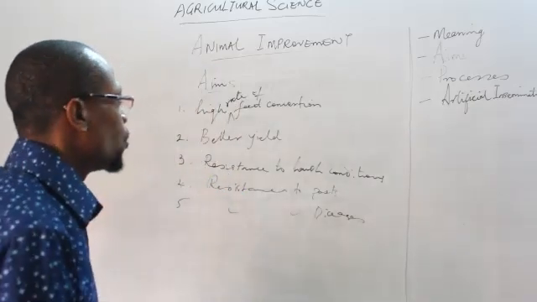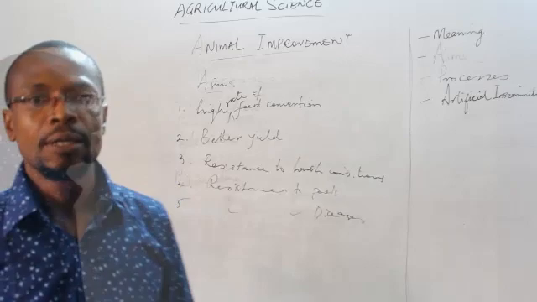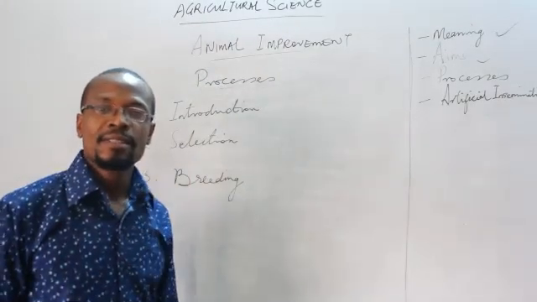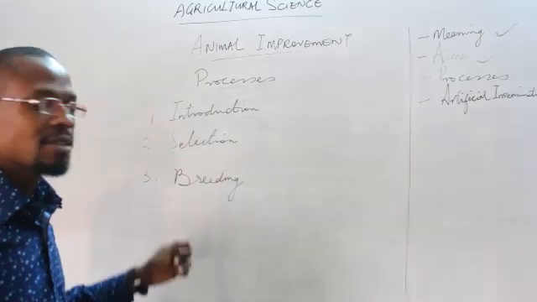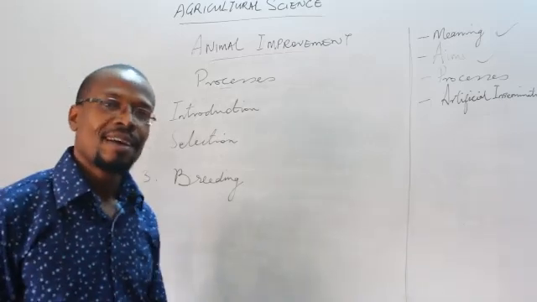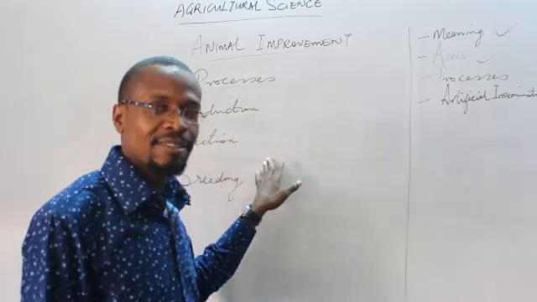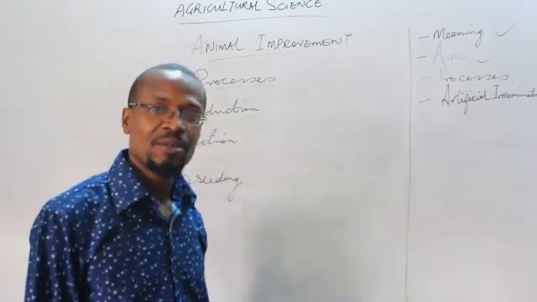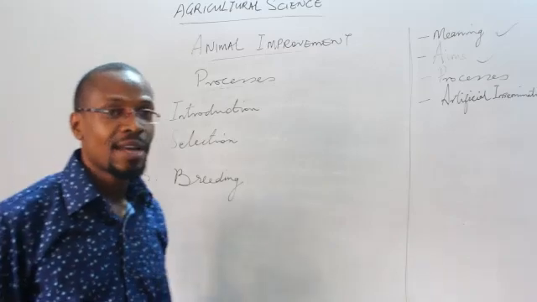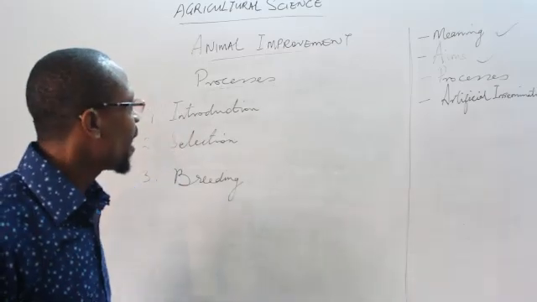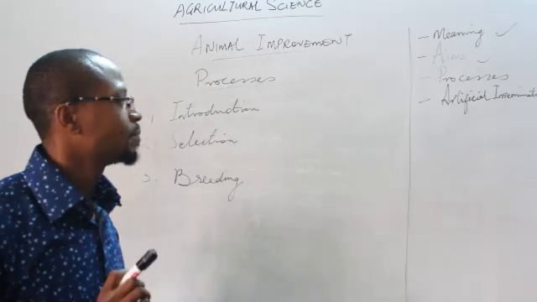Going forward, we will look at the processes that are involved in animal improvement. The processes involved in animal improvement are introduction, selection, and breeding. I'm sure that sounds familiar because we have talked about this in a previous topic when we talked about animal health. Now we will be looking at them a little bit more.